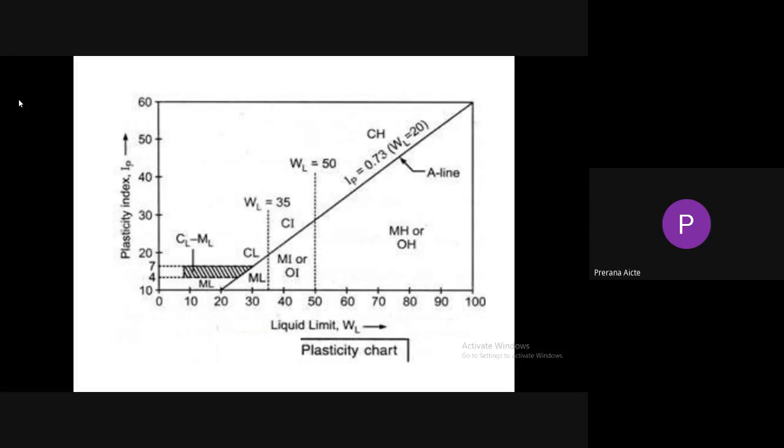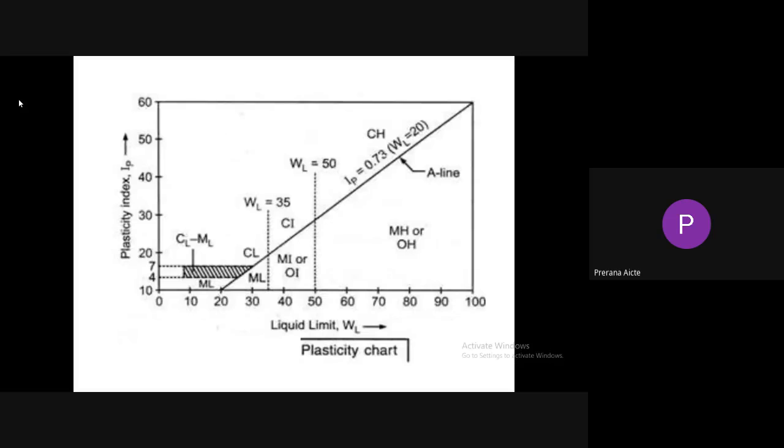Height of A line equals 0.73 times (liquid limit minus 20). With a liquid limit of 50, that is 0.73 times 30, which gives the height of the A line above the x-axis. If the plasticity index is greater than the height of the A line, the point lies above the A line. If the plasticity index is less than the height of the A line, the point lies below the A line. If the point lies above the A line, it is classified as clay. If the point lies below the A line, it may be silty soil or organic soil.